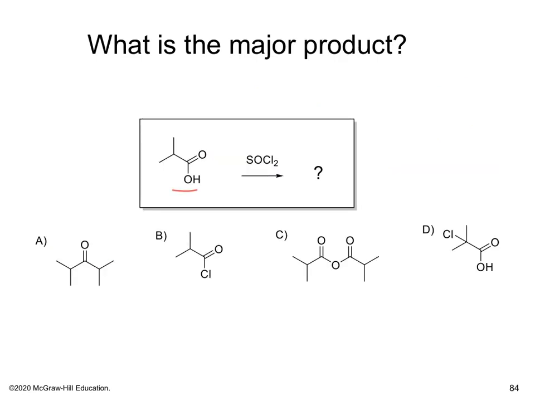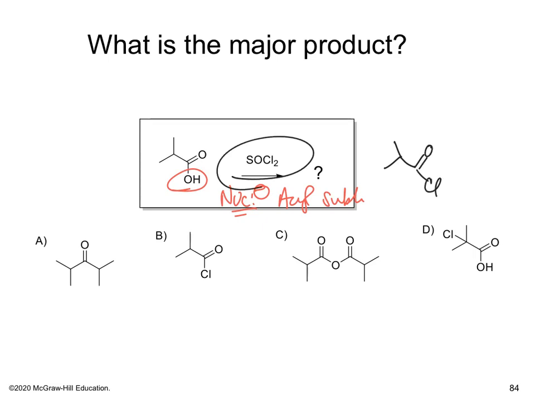Okay, so thionyl chloride, we've got a carboxylic acid. This is nucleophilic acyl substitution, and it makes an acid chloride. So that is it. Thionyl chloride makes an acid chloride. Count your carbons: 1, 2, 3, 4, 4 carbons. B is your answer. So you need to know these functional group transformations and the reagents that are required to do them. And that concludes this chapter.